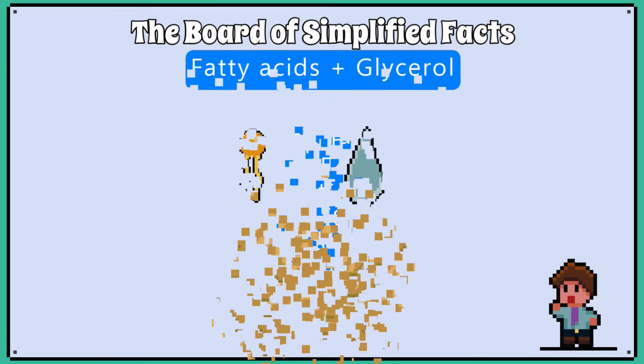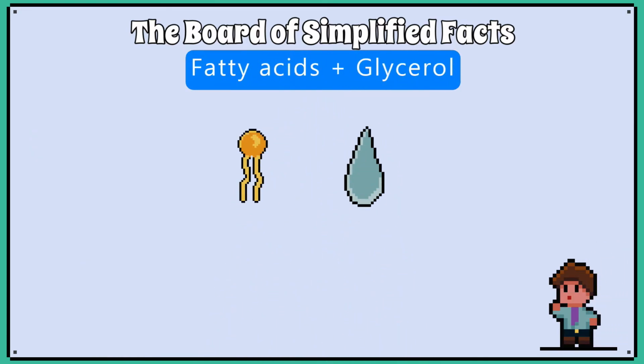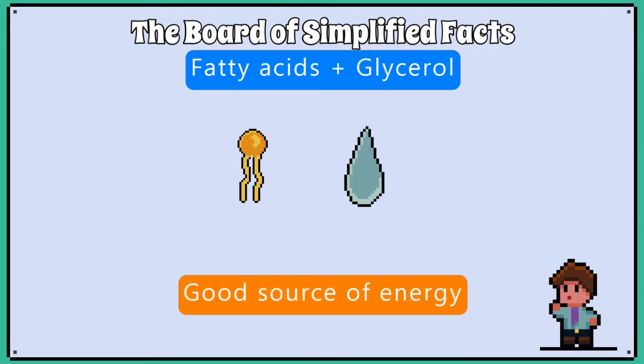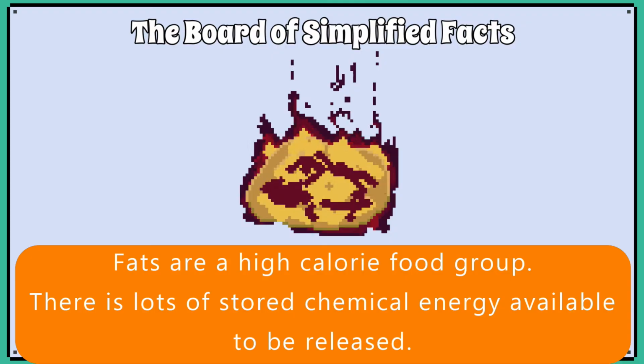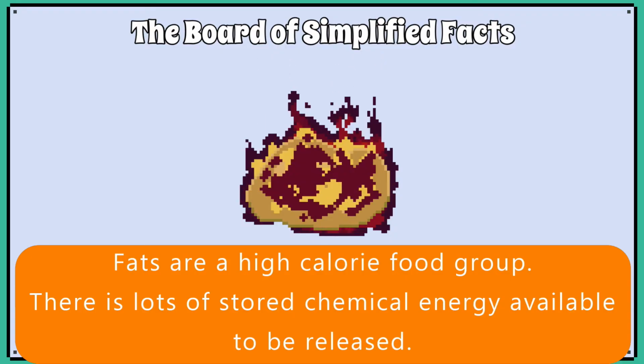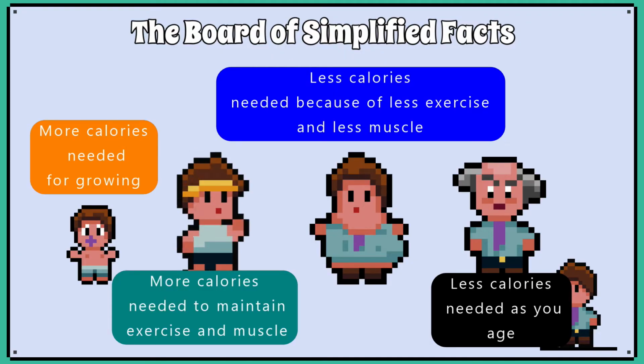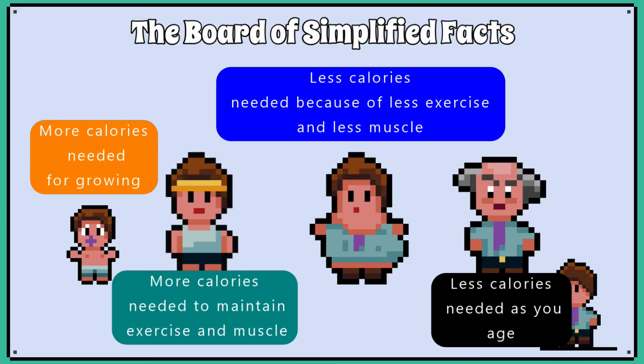Fats are broken down into fatty acids and glycerol, and our bodies use them mainly as an energy source. Fat is high in calories, meaning there is a lot of stored chemical energy available for our bodies to release. Depending on age and activity levels, dietary requirements will vary from individual to individual.